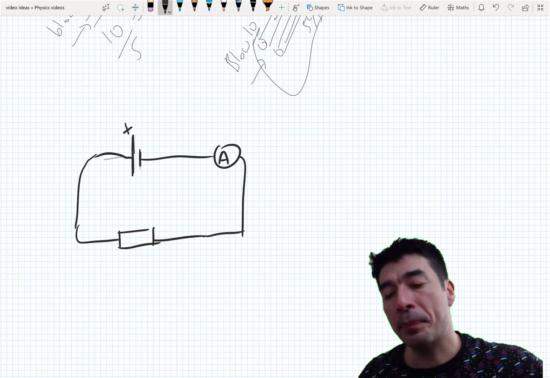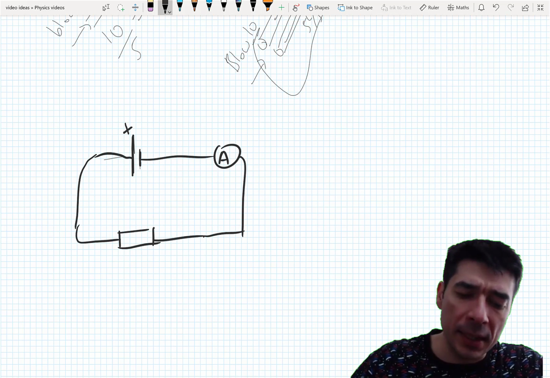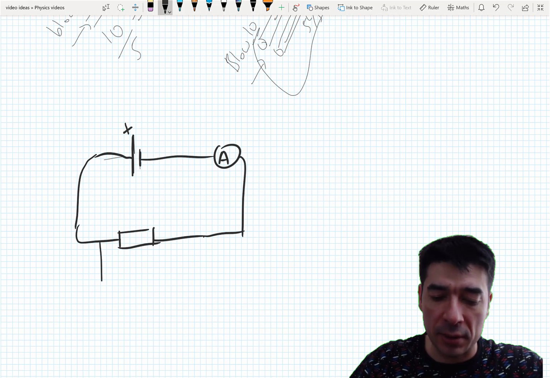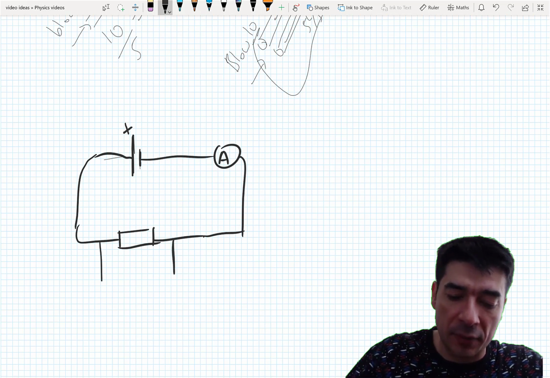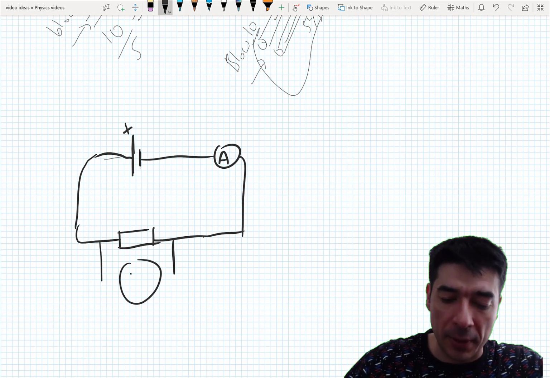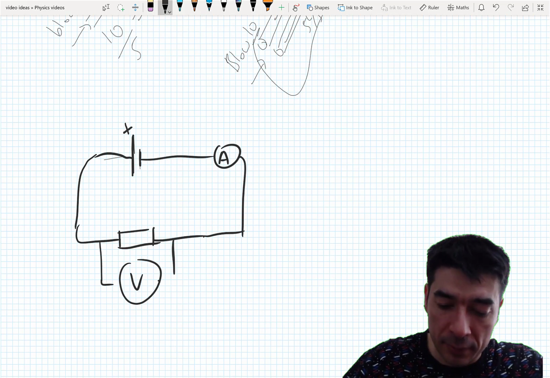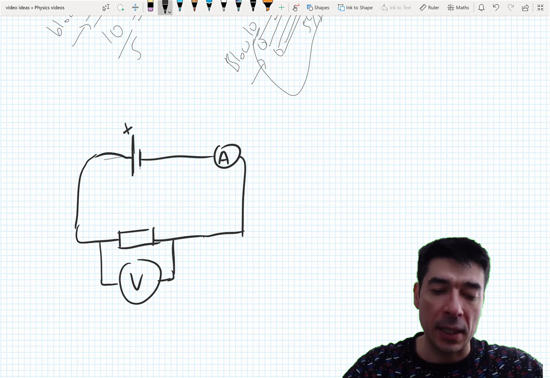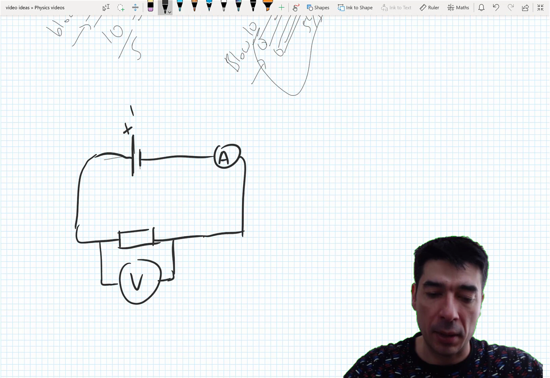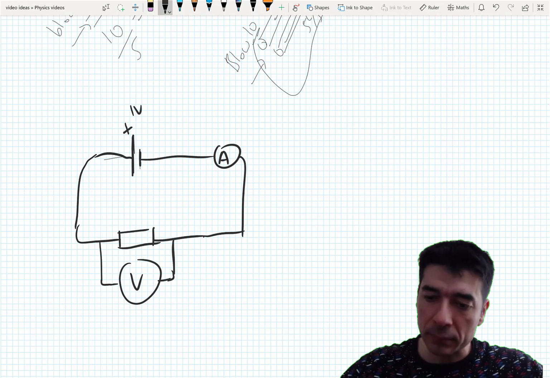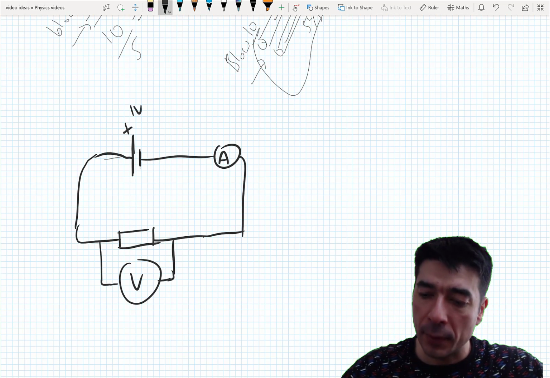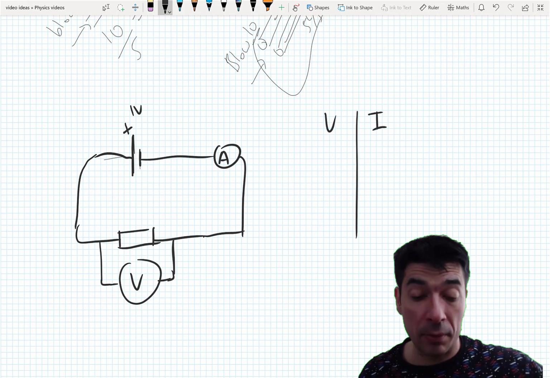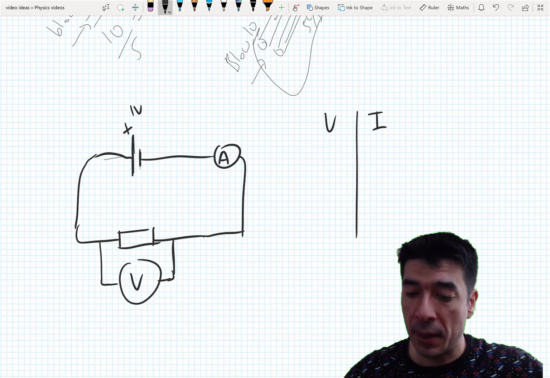And then we use a voltmeter in parallel, and this leg asks the charges how much energy have you got, and this leg asks the charges how much energy have you got, and the voltmeter will display the difference, right? And then what we could do is we could say this is one cell, 1 volt. We could make a table of voltage against current, right, and start messing around with it and recording our values.